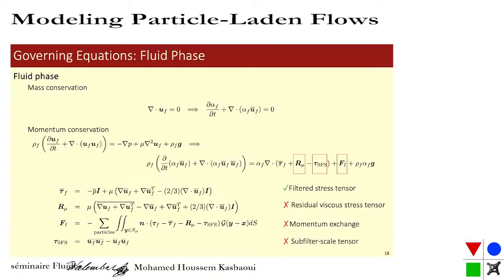All right, so these are the equations. And they're going to be the same equations whether you do a PRDNS or whether you do a point particle method. It's just that the assumptions and the closures are going to be different.